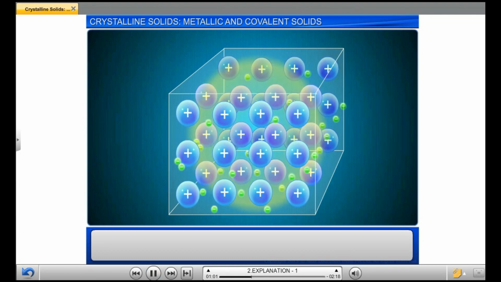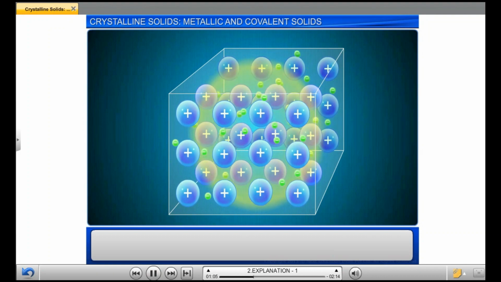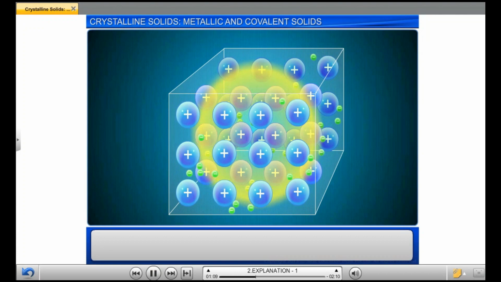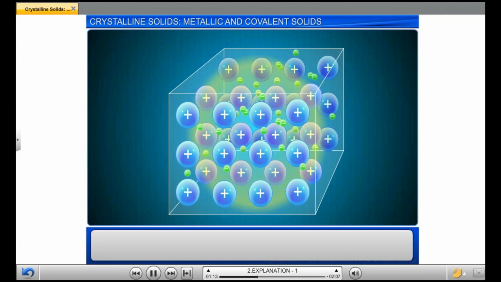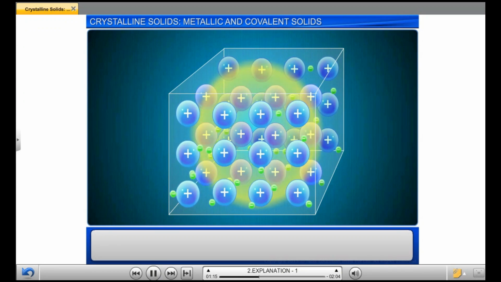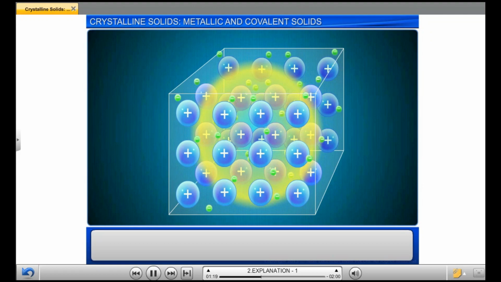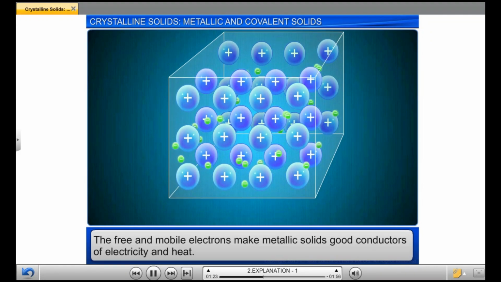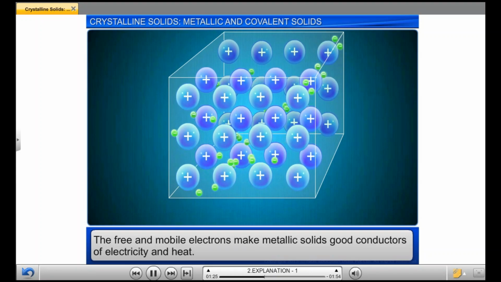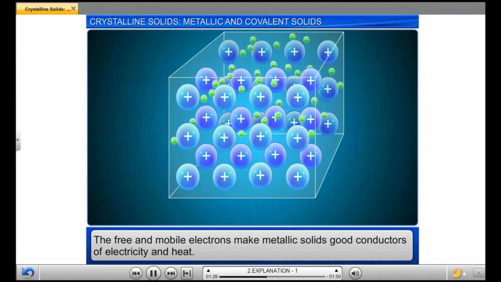The electrostatic forces of attraction between the positive ions and the electron cloud constitute the metallic bonding, which holds the positive ions together. These electrons are not localized on any atom, but rather delocalized uniformly over the entire crystal. These free and mobile electrons make metallic solids good conductors of electricity and heat.